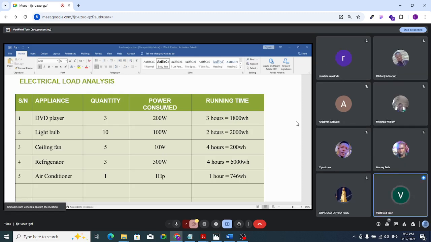Is there anyone writing here? If there's anyone writing, can you please give us the total energy consumed? Quickly, is our client writing? Is our client calculating with us, Mr. Felix? We are doing this design for you in your facility. Are you calculating? Can you give us the total energy consumption?